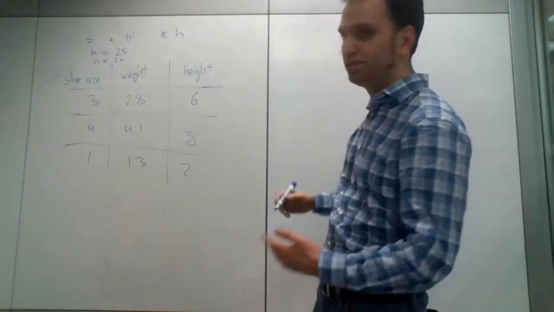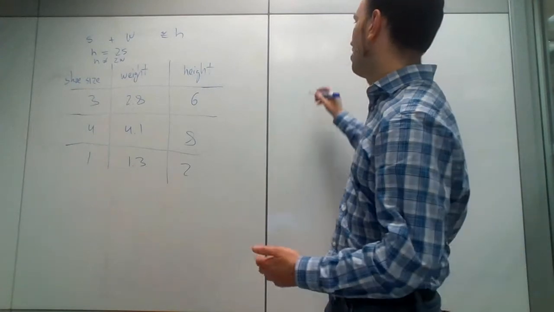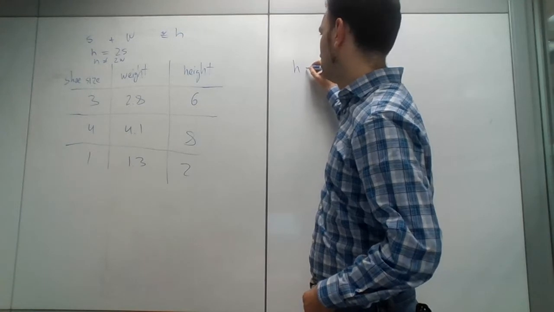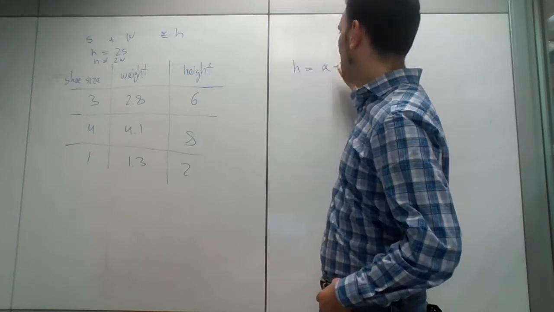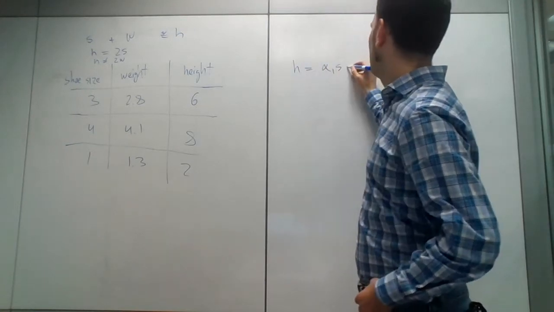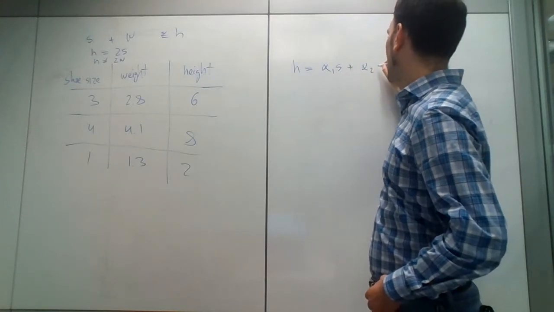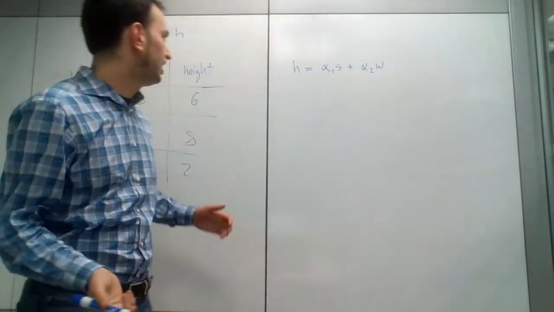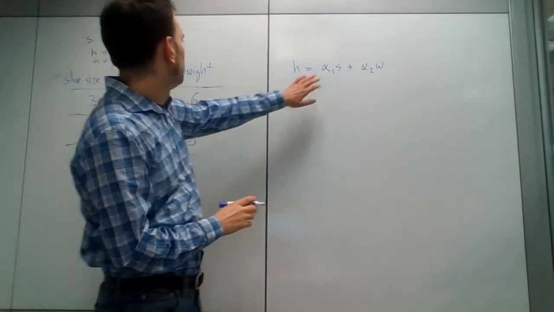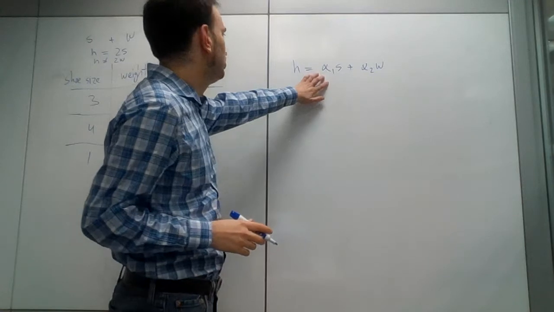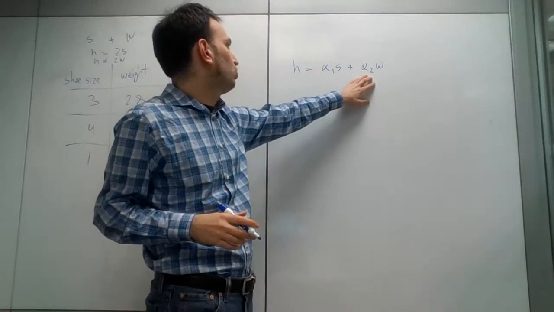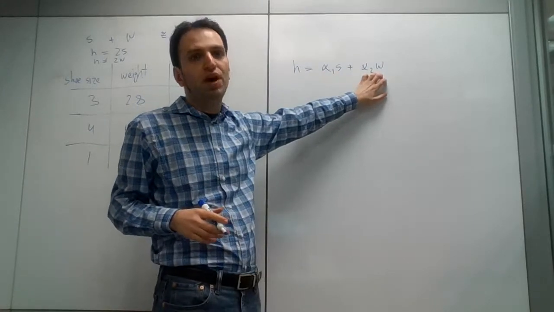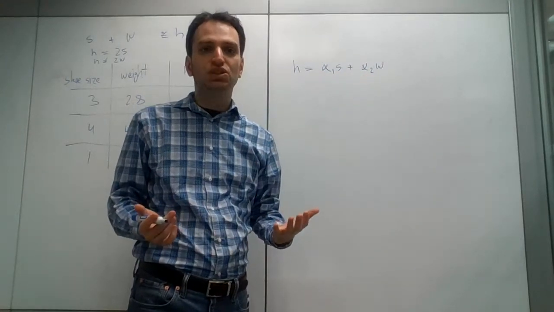Okay, so let's say that we are trying to predict height. So we're trying to set up a linear regression such that H is equal to alpha 1 times the shoe size plus alpha 2 times the weight. And you can see that lots of things will work here, right? So alpha 1 equals 2, alpha 2 equals 0 would work great. But alpha 1 equals 1 and alpha 2 equals 1 would kind of work as well.